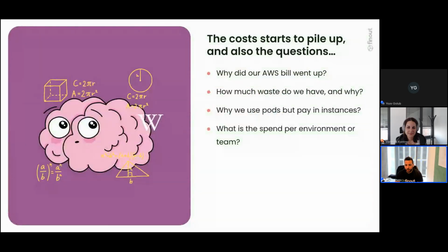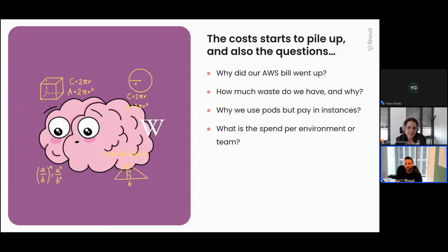So we start to end the day with more questions than we have answers for, right? So our AWS bill went up, but why? Or is it good or not good? Does it have any connection to reality? What is the waste factor of it? How much money are we just throwing away every month? What's the carbon emission that we're just contributing without any business justification?